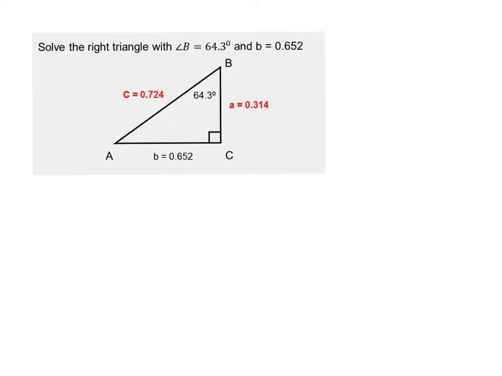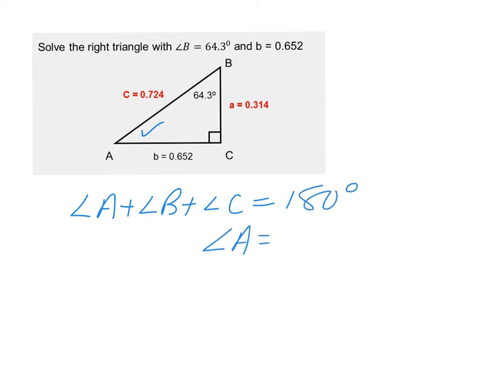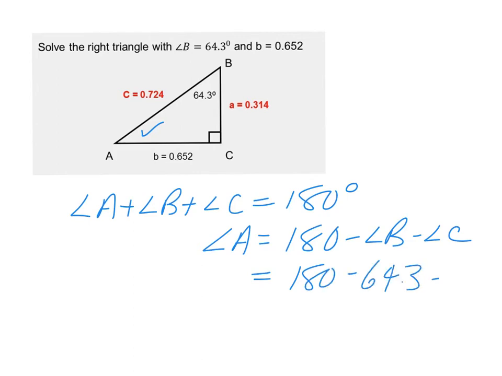I have figured out all of my sides now. I need to start looking at my angles, and I need one angle right here, this angle A. I do know that the angles of a triangle always add up to be 180 degrees. And I'm looking for angle A, so I'm going to rearrange my formula, and it will be 180 minus angle B minus angle C. 180 minus angle B, which is 64.3, minus angle C, which I know is 90 degrees, will give me a value for angle A of 25.7 degrees.